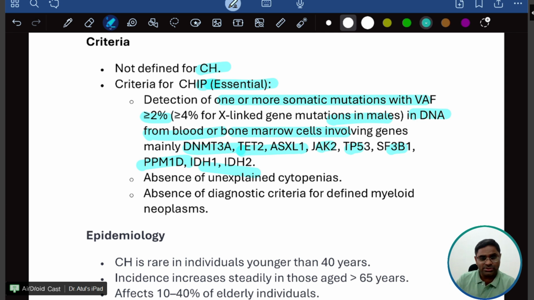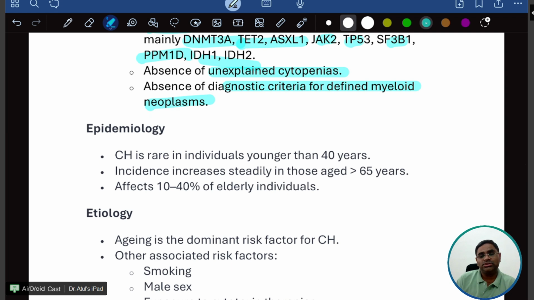Now, the first criterion is over. The next criterion is that there shouldn't be any unexplained cytopenia. Lastly, there shouldn't be any diagnostic criteria for a defined myeloid neoplasm. All of these I had already told you while describing the terminology. The next heading is epidemiology.